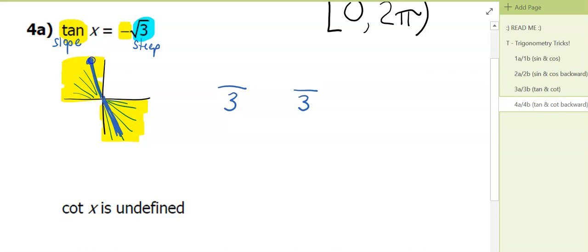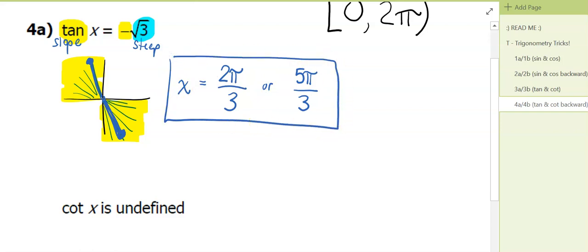And I know that to land up here, I'm going to be at 2 pi over 3. And to land down there, I'm at 5 pi over 3. And there are my solutions.